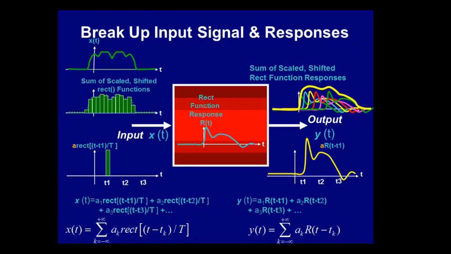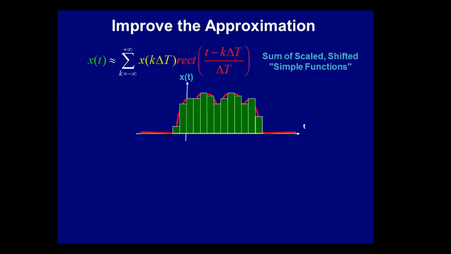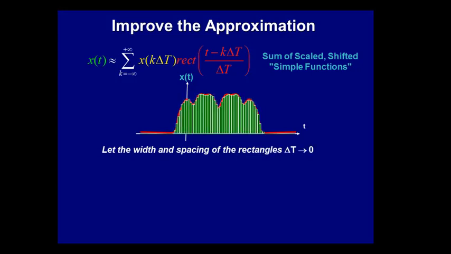Okay? How do I make that better? How do I make my blocky approximation closer and closer to the original signal? Let what parameter go where? Delta t go to 0. Make the rectangles narrower and narrower. So let delta t go to 0. We get more of them, better and better, till we get better approximations of our original signal.